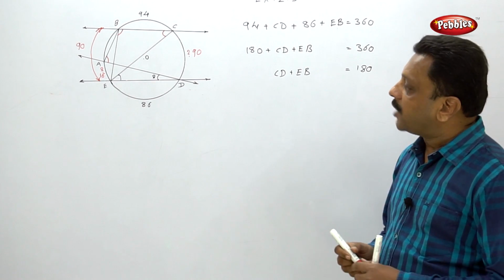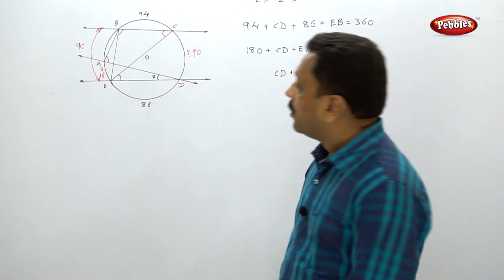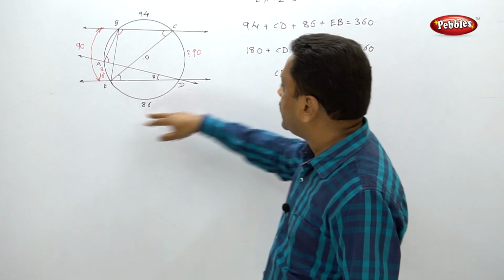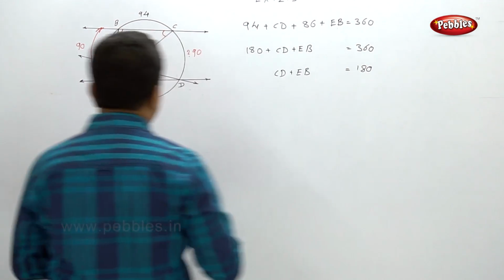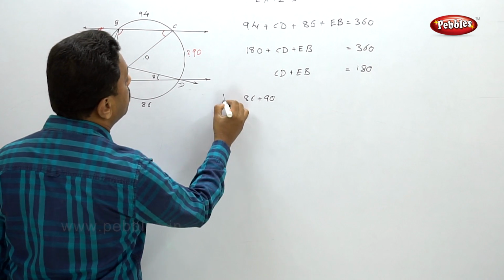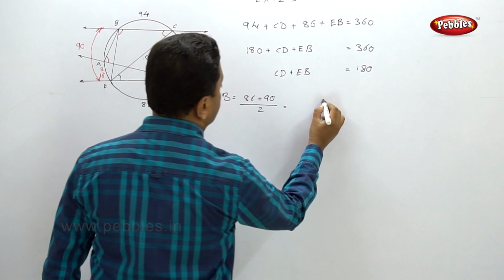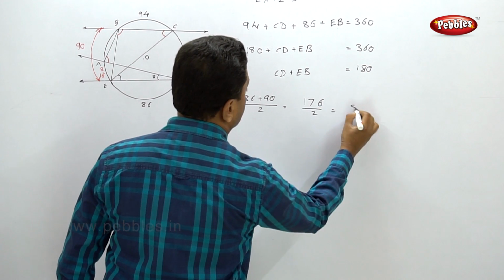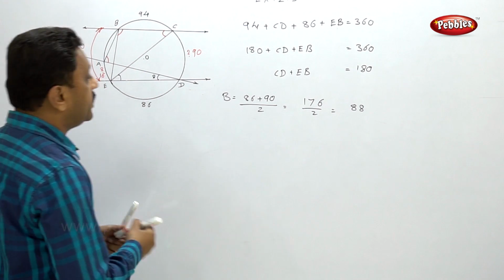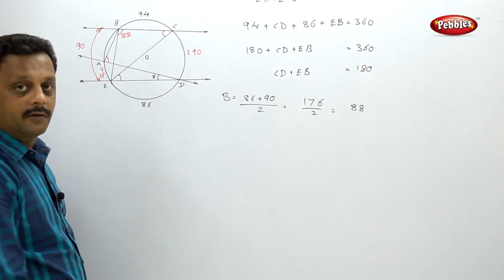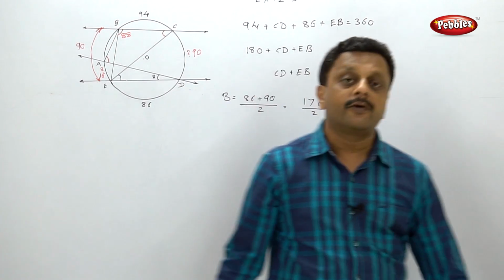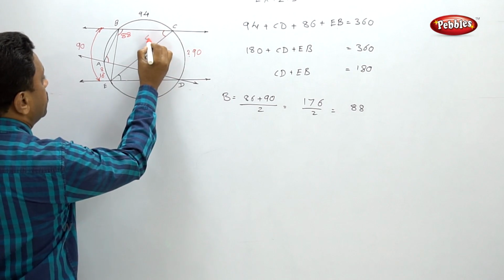Correct? Now let us try to find out the angles, whatever we need. Now they have asked us this angle EBC. Now can you see which arc it is intercepting? 86 plus 90. So this angle must be equal to half of 86 plus 90. This is angle B. Half of this. So this angle B here is 88 degrees. Correct? Now we want this angle. This angle must be half of 90 because it is intercepting the arc of 90 degrees. So this is straightforward. This is 45 degrees.